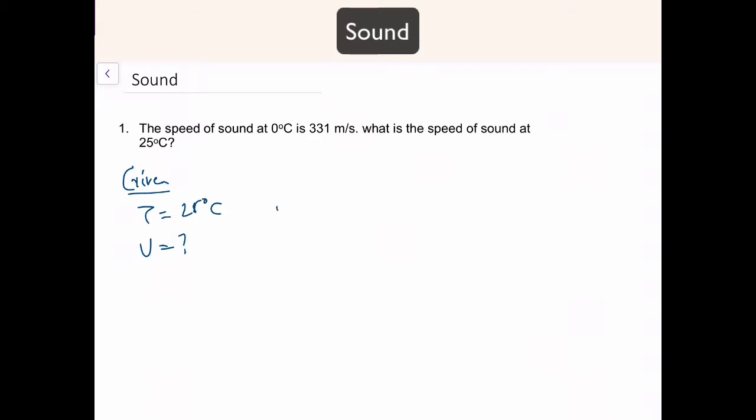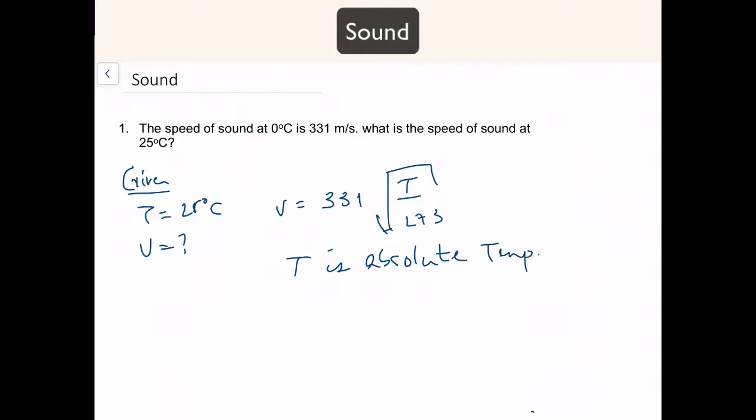You can apply the equation V equals 331 meters per second, of course, multiplied by the square root of T over 273, where T has to be the absolute temperature in Kelvin. The first thing we need to do to apply this equation directly is find the temperature in Kelvin.